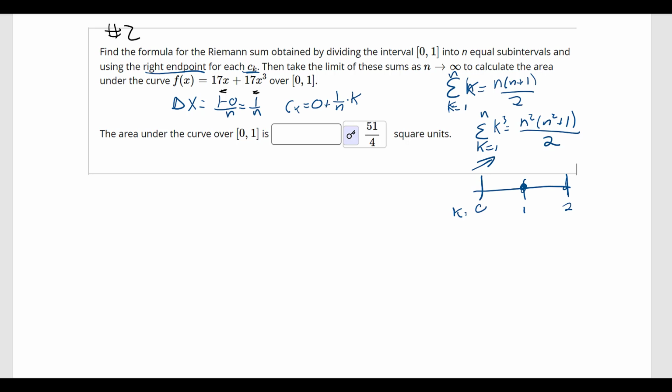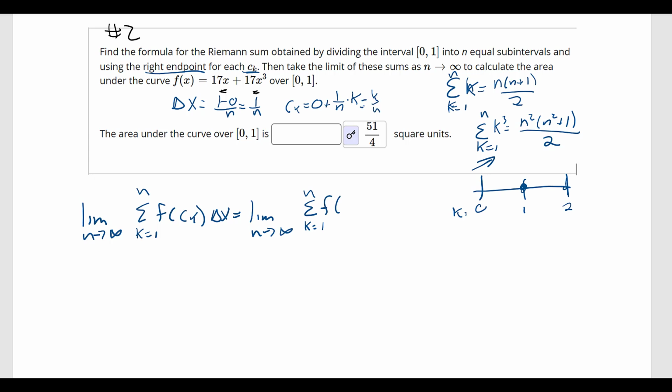So what we're looking for, it's the same process. We're looking for the limit as n goes to infinity of the sum as k equals 1 through n of f of c sub k times our delta x. So that's going to be the limit as n goes to infinity of the sum as k goes from 1 to n of f of k over n times 1 over n.